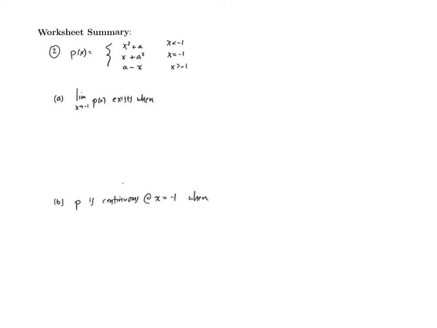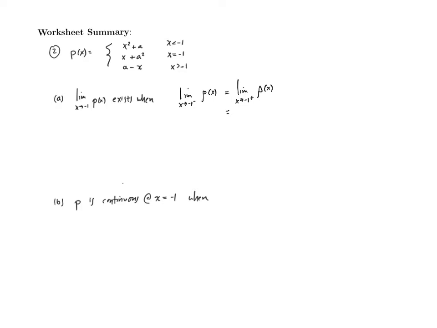And the key observation to make is the limit as x approaches minus 1 of a function will exist when the limit from the left is equal to the limit from the right. So this is true precisely when the limit as we approach minus 1 from the left is equal to the limit as we approach minus 1 from the right. So we have two limits that we need to calculate, and whatever values we get from them, we need to force them to be the same thing. And that might require us to pick a specific value of a.